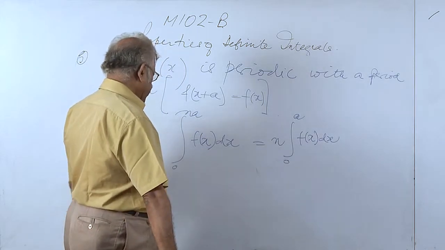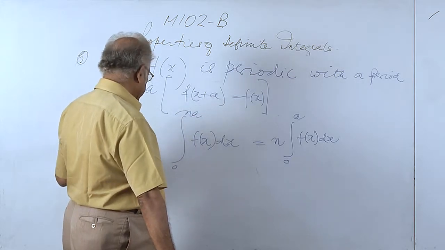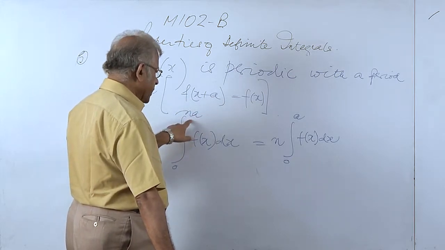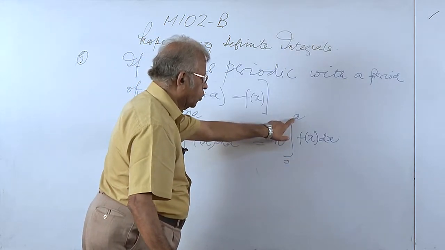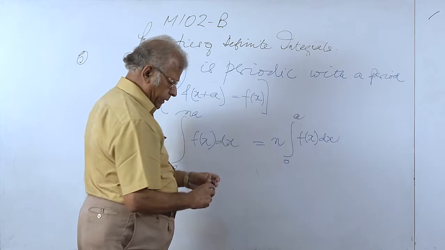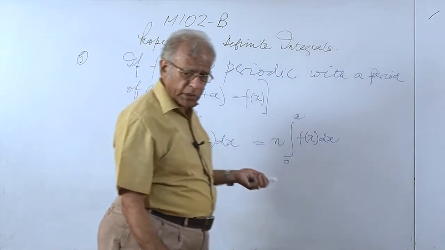It's very simple to interpret. I again repeat that if a function is periodic with period a, then integrating from 0 to n periods is the same as n times the integral from 0 to one single period. So that is property 5. This is also sometimes useful.